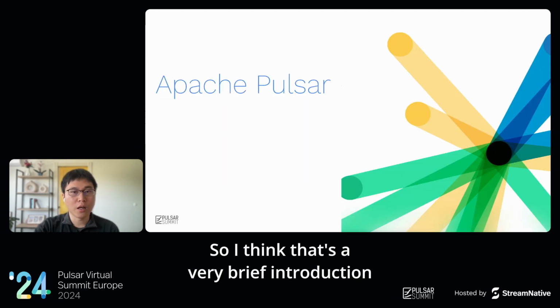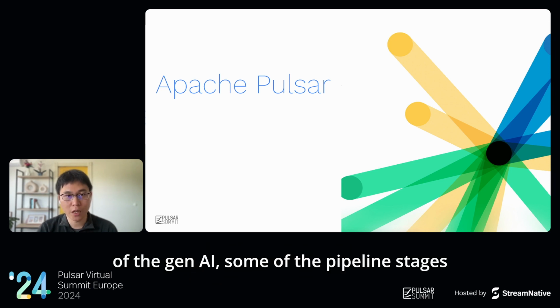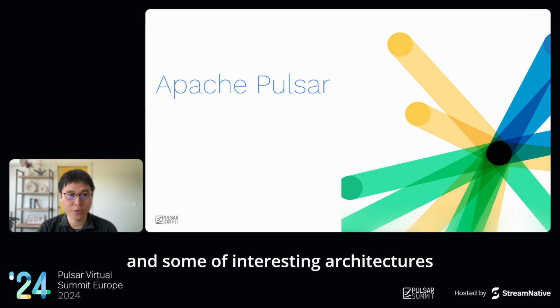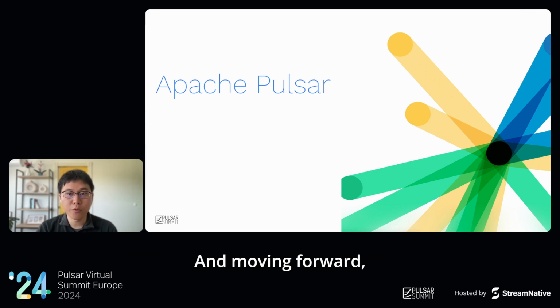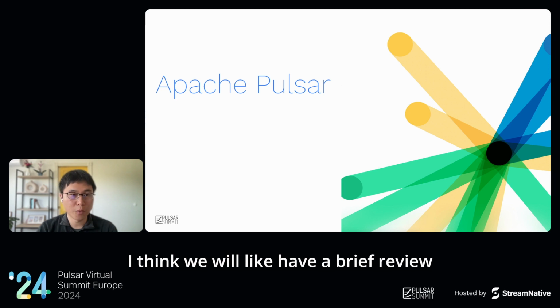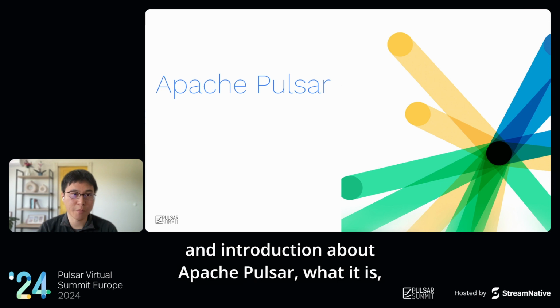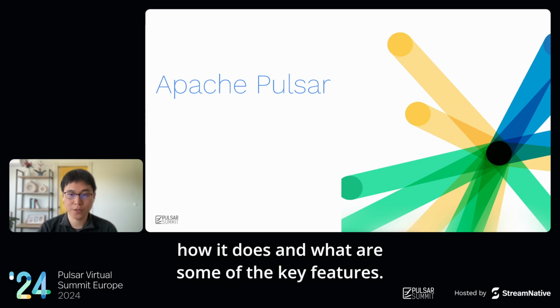Okay, so I think that's a very brief introduction of GenAI, some of the pipeline stages, and some of the interesting architectures or solutions people proposed. And moving forward, I think we will have a brief review and introduction about Apache Pulsar, what it is, how it works, and what are some of the key features.